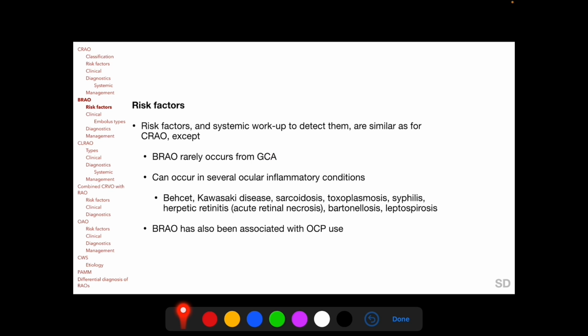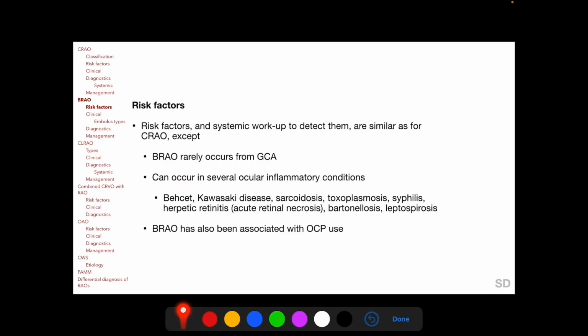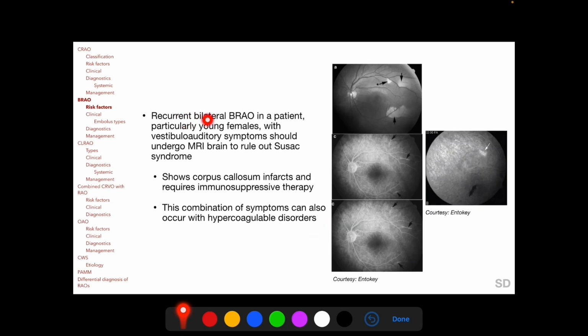BRAO can occur in several ocular inflammatory conditions, both non-infectious such as Behçet, Kawasaki and sarcoidosis, and infectious such as toxoplasmosis and syphilis. BRAO has also been associated with the use of oral contraceptives, and recurrent bilateral BRAO in a patient, particularly a young female with vestibulo-auditory symptoms, suggests Susac syndrome and should undergo MRI brain to rule out corpus callosum infarcts which are found in Susac syndrome. Susac syndrome, being an autoimmune disorder, requires immunosuppressive therapy.